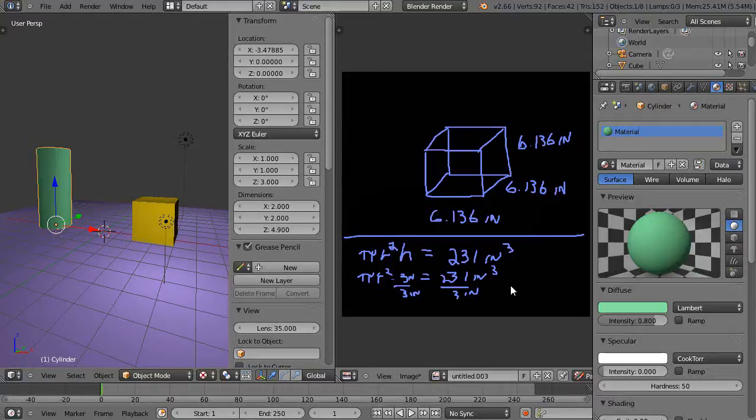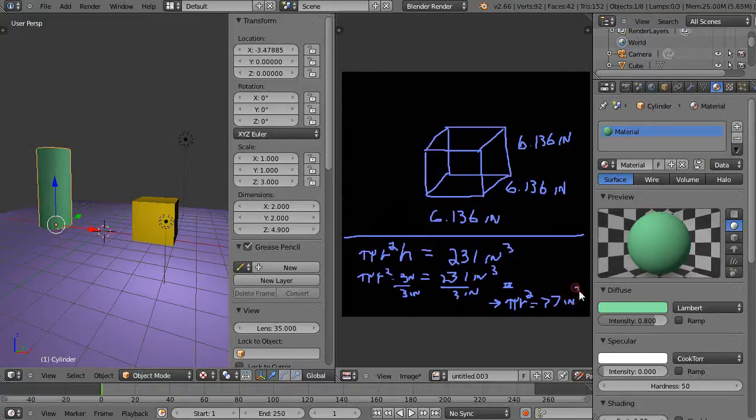So what that means, well, I shouldn't do it this way. I'll just use an arrow to show you what it turns out to be. So it now comes down to pi r squared, because I just divided out the height term. Pi r squared is equal to 77 square inches.